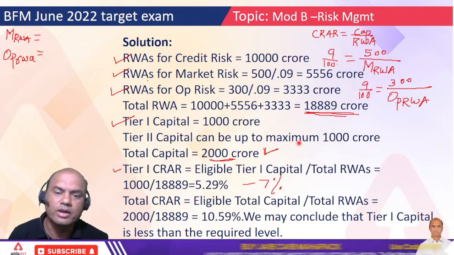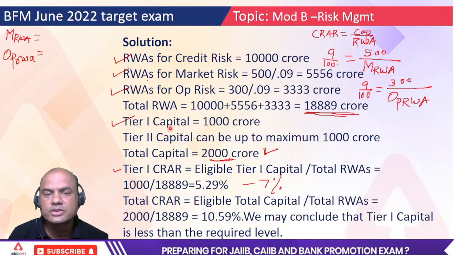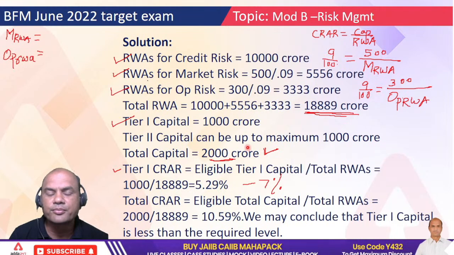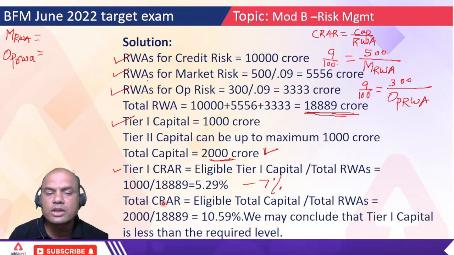So now what is the final capital? Capital is 1000 plus 1000. Tier 1 is 1000, tier 2 is 1000. So 2000 is my total capital. Now my next target is tier 1 CRAR and total CRAR.